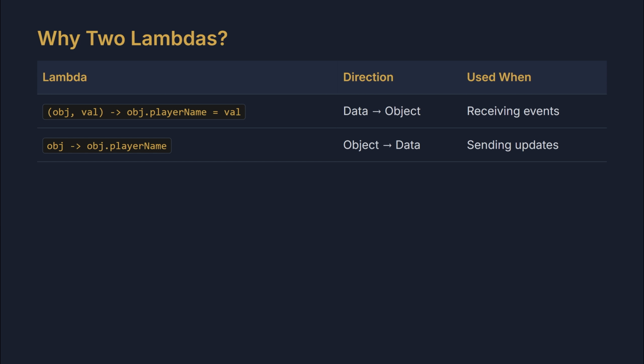And those are lambdas, what we see. It's just a shorthand syntax for defining functions in Java. And we have two lambdas because we want to define the direction from data to object for receiving events, and from object to data for sending updates. And for events, the setter is the important one.